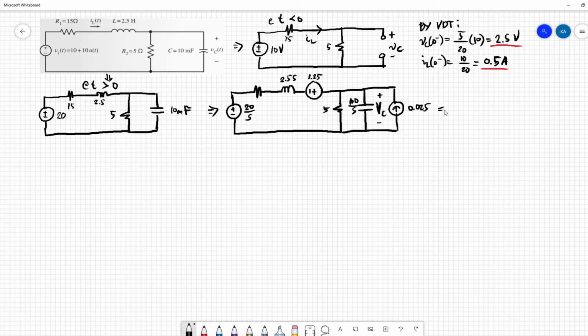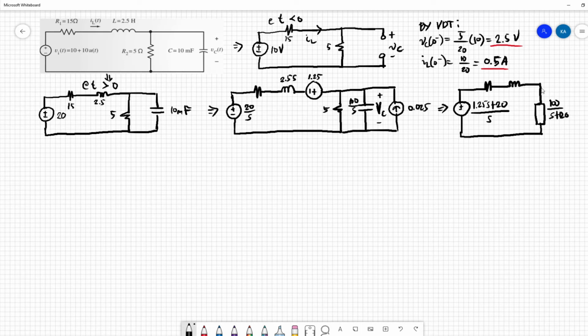We can further simplify the circuit. We can combine these two voltage sources, so just a value of 1.25s plus 20 over s. And we have the 5 parallel with 100/s, which is equivalent to 100/(s + 20), parallel with the current source. This is our VC. And 2.5s.